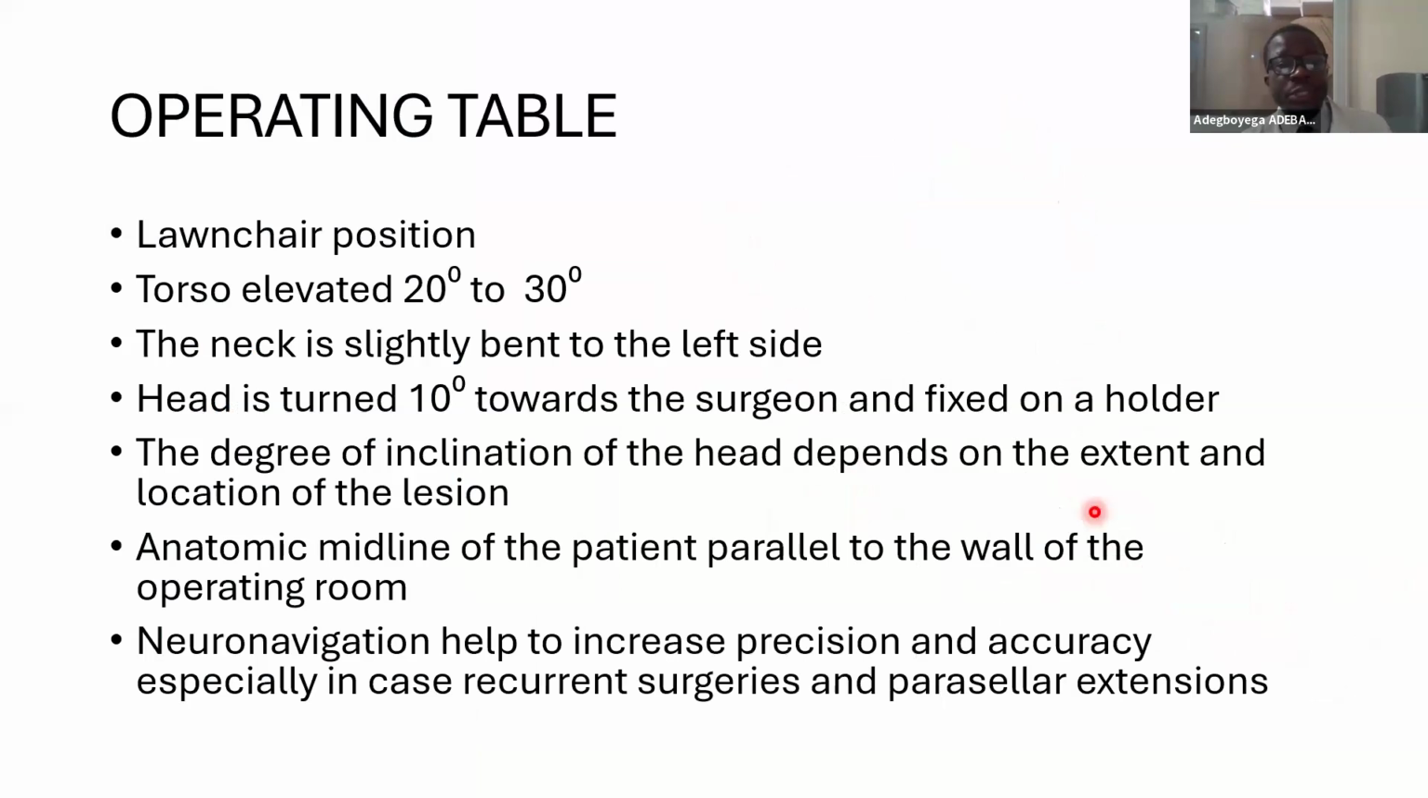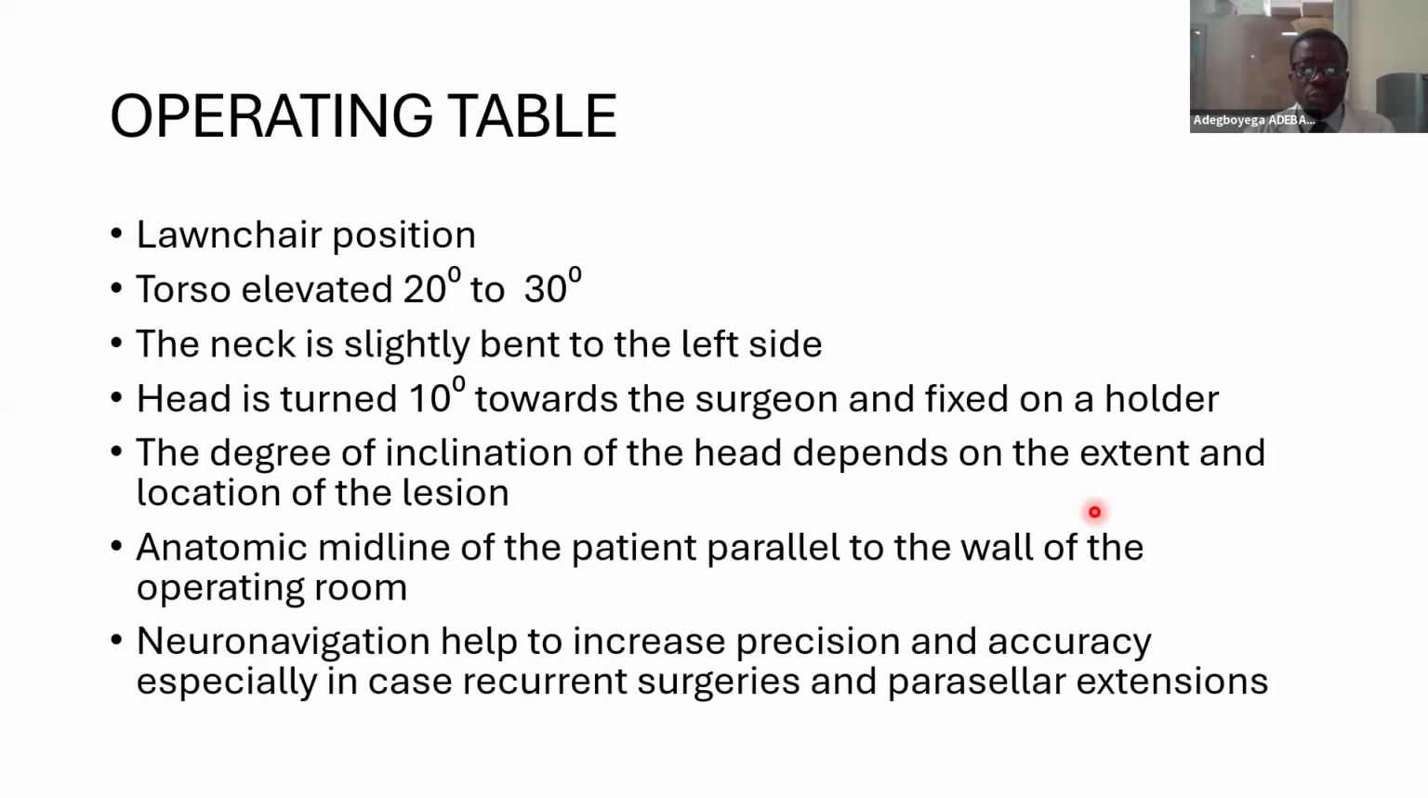The arrangement of the operating table is such that it assumes what they call the lawn chair position. The torso is elevated about 20 to 30 degrees to the horizontal. The neck of the patient is tilted to the left, and the head is turned about 10 degrees towards the surgeon and fixed on a Mayfield head holder. The degree of inclination of the head actually depends on the extent and location of the lesion. The anatomic midline of the patient should be parallel to the wall of the operating room.